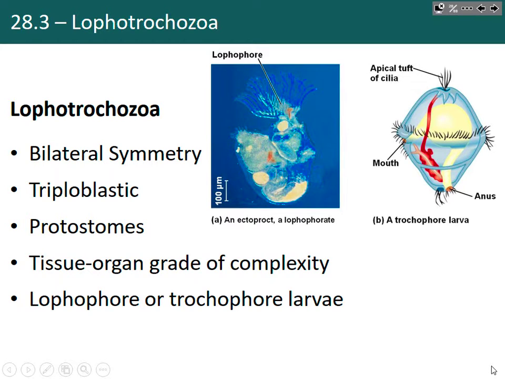Yep. So they are all bilaterally symmetrical. They all have triploblastic development. They are all protostomes, mouth first. They all have a tissue organ grade of complexity. So that means they have true tissues, and they also have organs, and most often organ systems. And then they have this lophophore or trochophore larval form. Okay. Just like everything else, there may be some exceptions as we go through, but their evolutionary history is to have all of these characteristics. This group has these things in common.